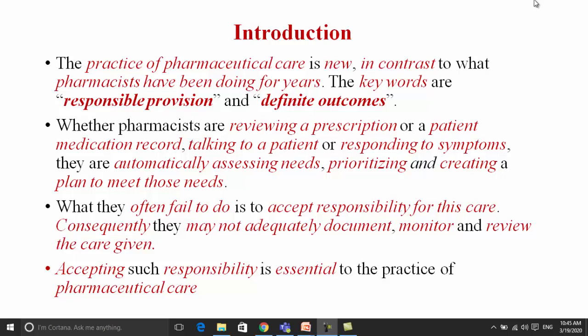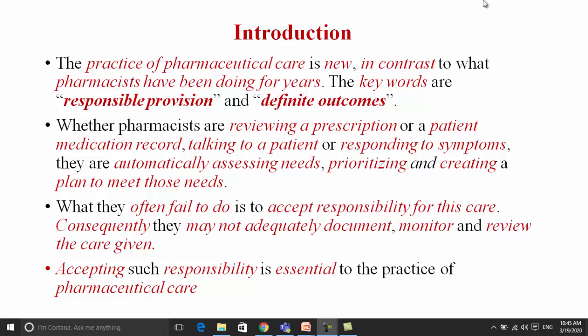It's important for you to understand that whether pharmacists are reviewing a prescription or a patient's medication record, talking to a patient, or responding to symptoms, they are automatically assessing patient needs. They are automatically prioritizing and creating a plan. We mean here a therapeutic plan, a pharmaceutical care plan to meet these patient needs. But what they often fail to do is to accept the responsibility for this care.